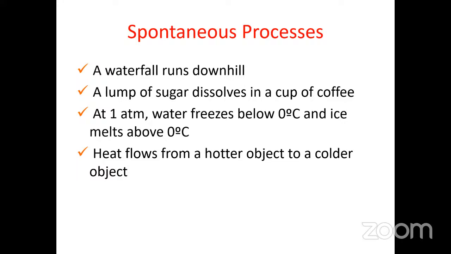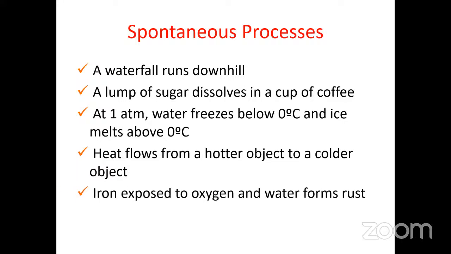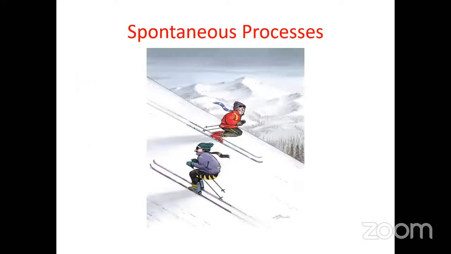You don't have to do anything. You only need to do something to bring heat from the colder side to the hotter side, which is not a normal situation. So all these are examples of spontaneous processes. Iron that is exposed to oxygen and water will definitely form rust. You don't need to do anything about that.